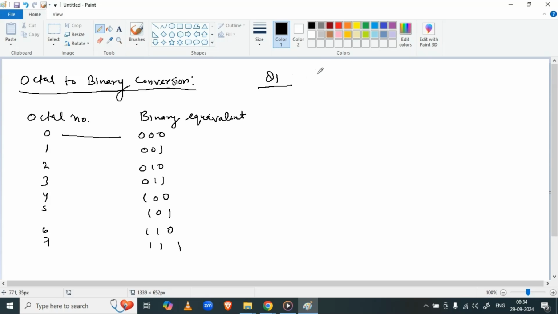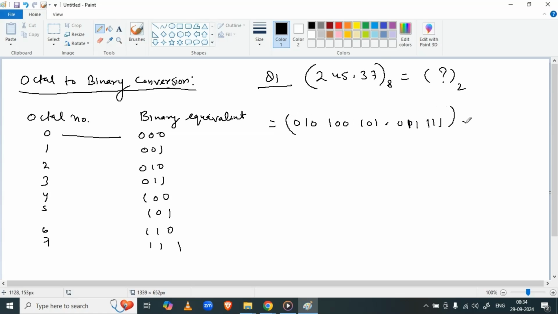Let us consider one example for this conversion. Suppose the octal number is 245.37. This is an octal number because it consists only of digits from 0 to 7, and we have to convert it into binary. Write down the binary equivalent of each digit of the octal number. 2 means 010, 4 means 100, 5 means 101, point, 3 means 011, 7 means 111. So this is the binary equivalent of the given octal number.